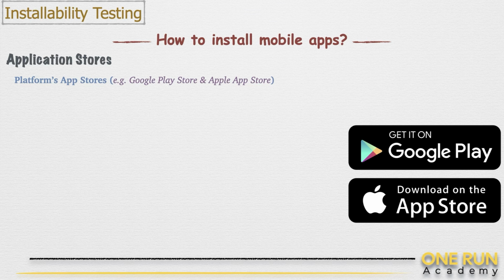A well-known example is the Google Play Store for Android devices and the Apple App Store for iOS devices. These stores offer a vast library of applications ranging from games and productivity tools to educational apps and beyond. Users simply search for the app they need, tap install, and the app gets downloaded and installed seamlessly.